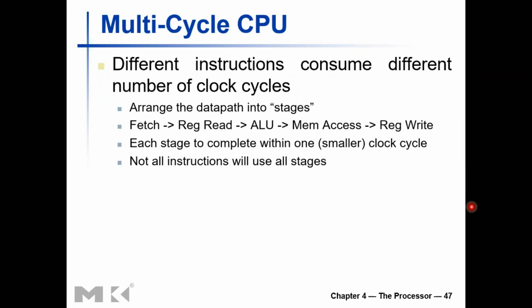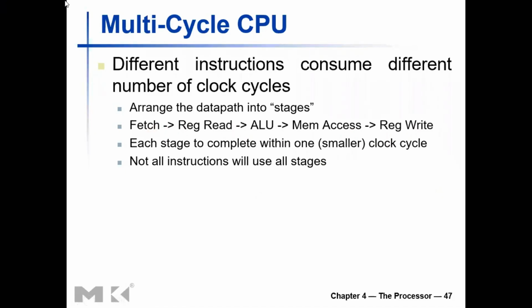Now, not all instructions will use all these stages, as we have seen before. Load instruction will use all 5 stages, whereas most other instructions will skip the memory access stage and use the register write if needed. So 4 stages for most instructions. And jump instruction will only use 2 stages to complete, because it's only manipulating the program counter.